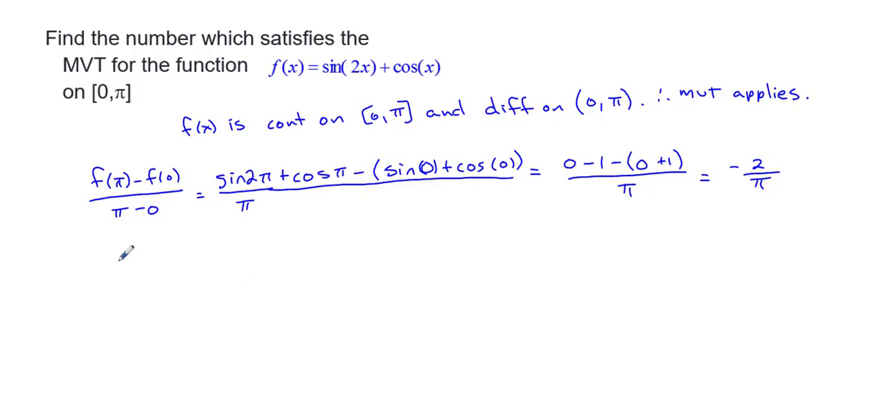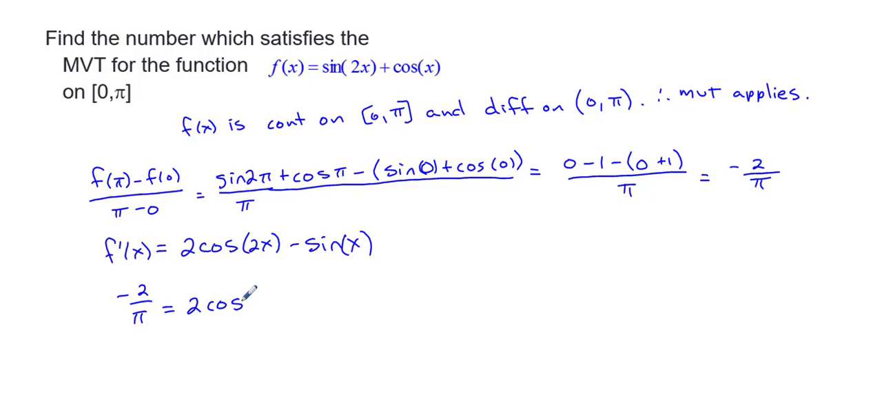All right, let's find the instantaneous rate of change for all x's. F prime of x. Okay, that'd be what? Cosine of 2x times 2, right? Using the chain rule, put that 2 in front right away. Derivative of cosine will be negative sine of x. We need to figure out when our derivative equals our average rate of change.